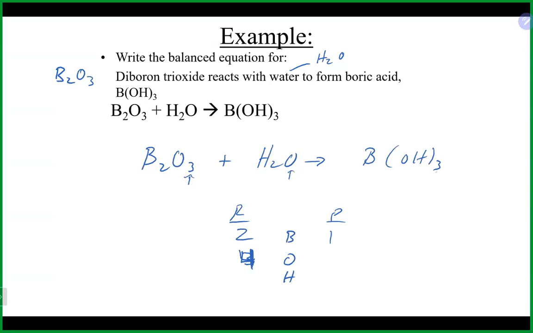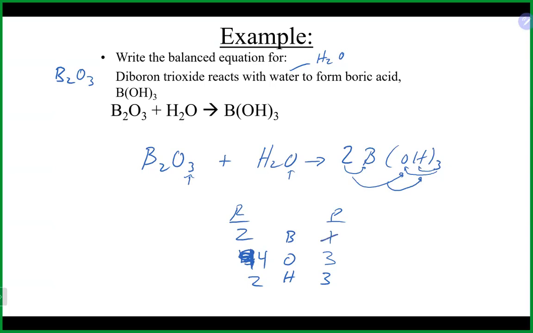Now, in terms of this 3, it does get distributed to everybody inside the parentheses here. So that would give us 3 oxygens on the right. And on the left-hand side there, we have 2 hydrogens. And once again, distributing that in gives us 3. There's not much to work with here. So we're going to go with the boron, which is the easiest. So we're going to put a 2 in front. Now that we have a 2 in front, this also gets distributed to everybody behind it as well.